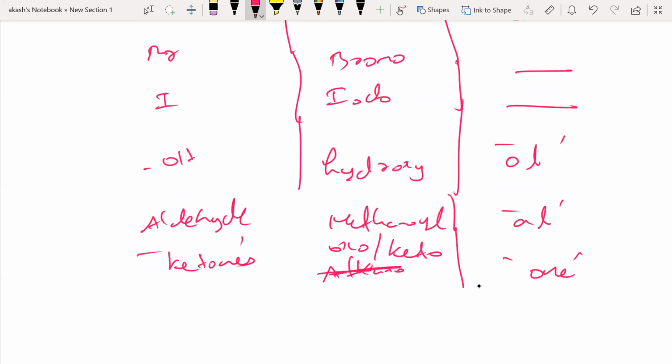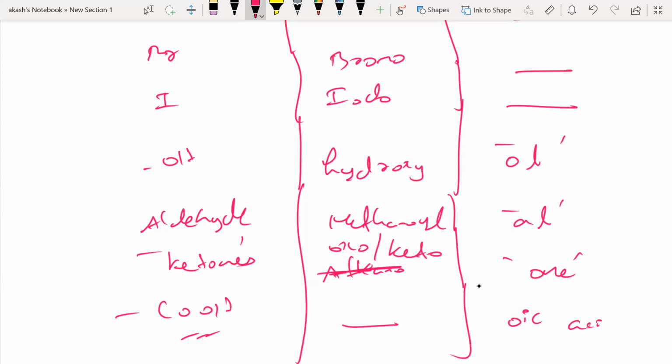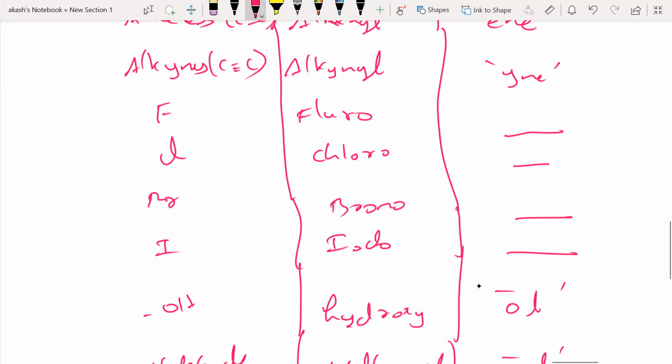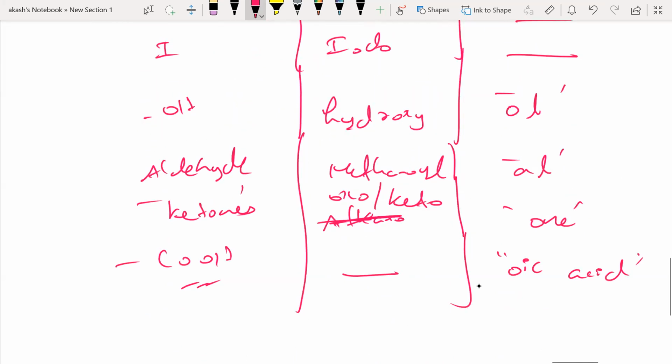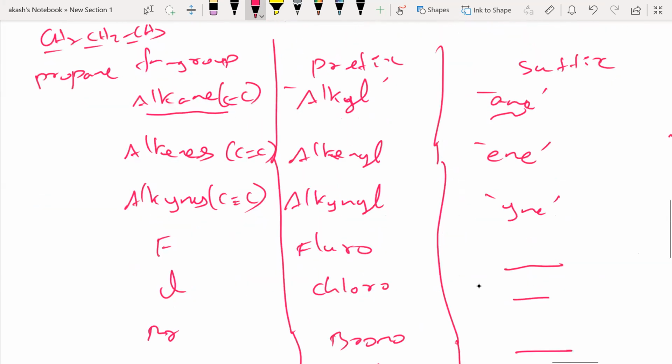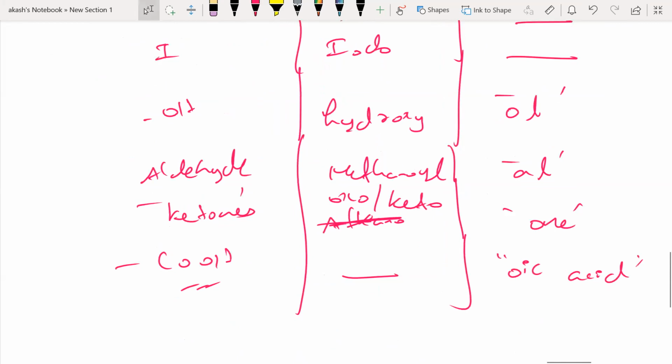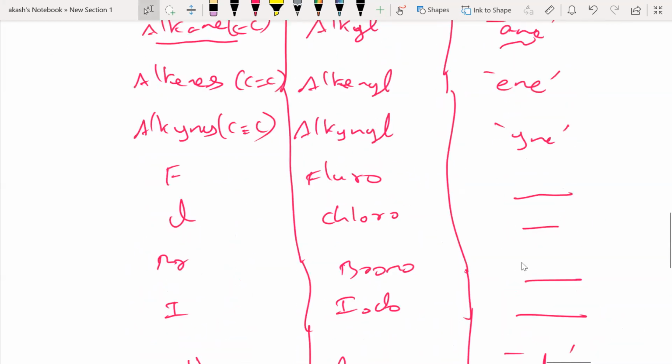And at last, carboxylic acids, COOH. There is no prefix because that is the maximum priority functional group, so there is no way it can be a prefix, but the suffix is oic acid. So these are all the different prefixes and suffixes for the different functional groups. It is given in a textbook also, you can go through that.